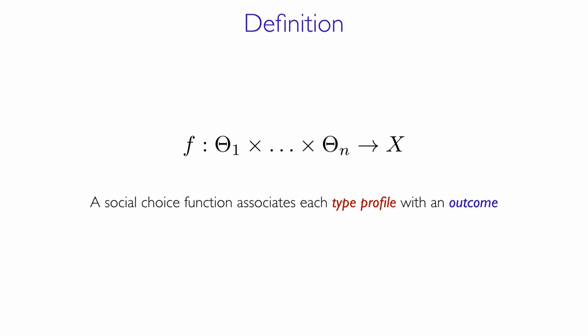A social choice function receives an input and type profile of all the players and returns an outcome. Basically, it specifies a social plan, deciding which is the outcome on the basis of the actual preferences of the players.